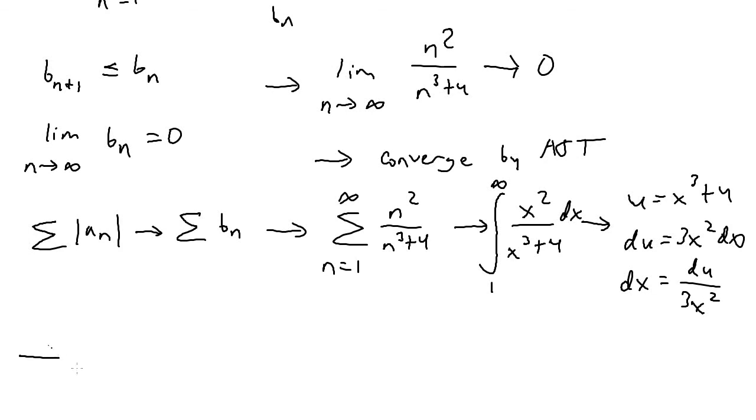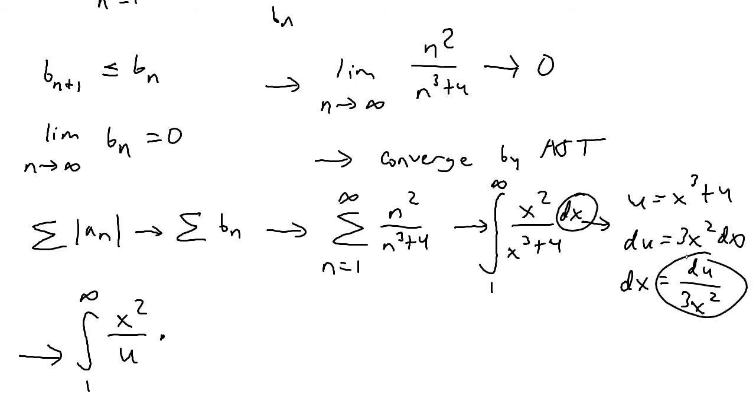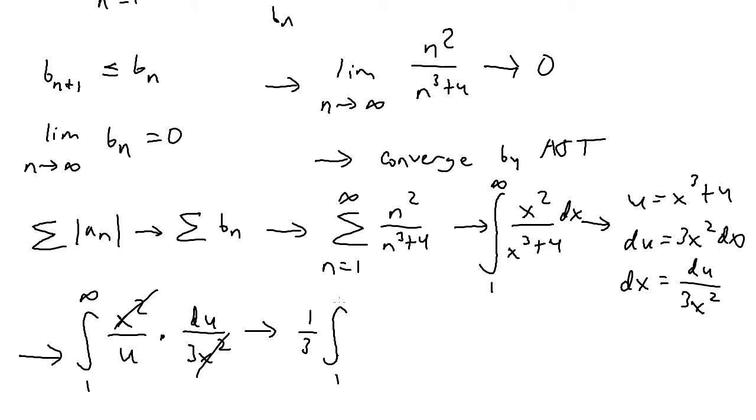So we have the integral from 1 to infinity of x squared over, now our u is equal to x cubed plus 4, so we can substitute the denominator with u, times dx, and dx is equal to du over 3x squared. The x squareds will cancel, and the 1/3 can come outside the integral since it's a constant. So 1/3 times the integral from 1 to infinity of 1 over u du, which is 1/3 times the natural log of the absolute value of u.